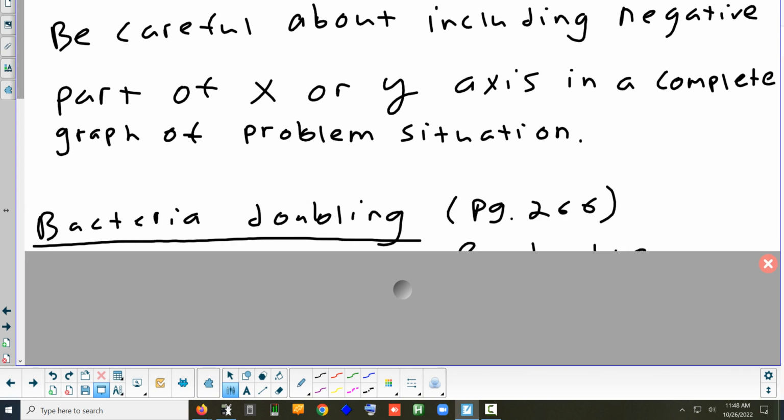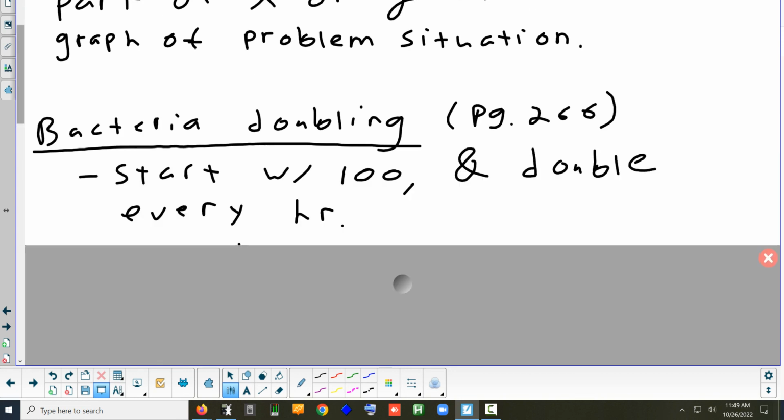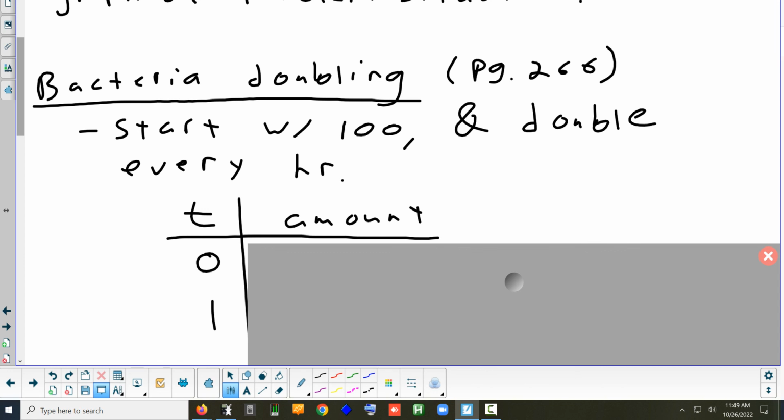So we're going to look at something special now. This is still exponential growth, but it's specifically growth of something doubling. So let's say we started with 100 bacteria, and then it doubled every hour. Time 0 is what you started.